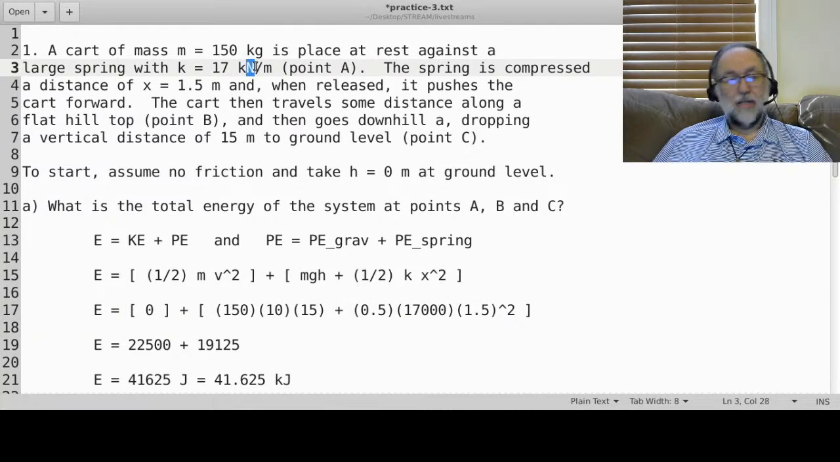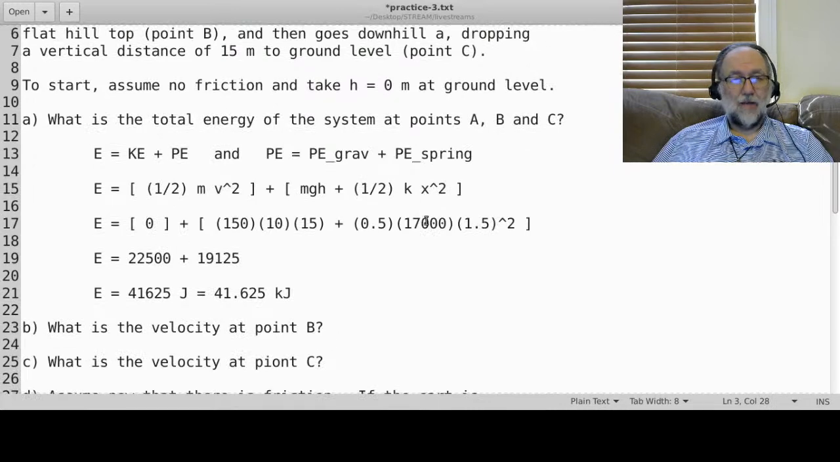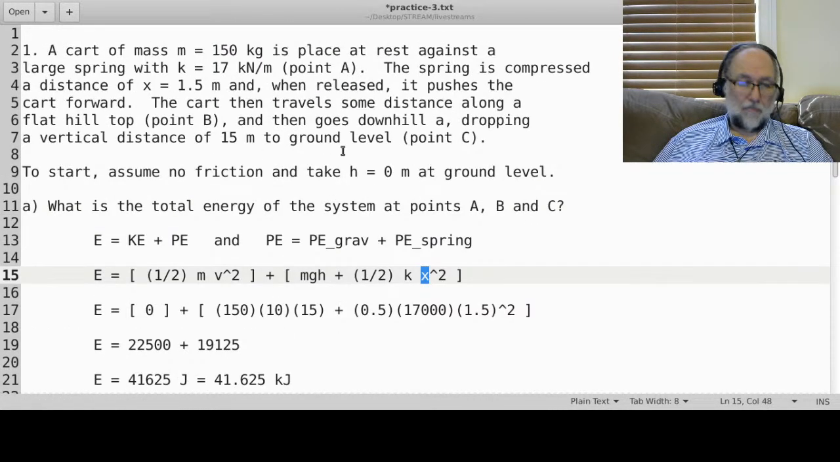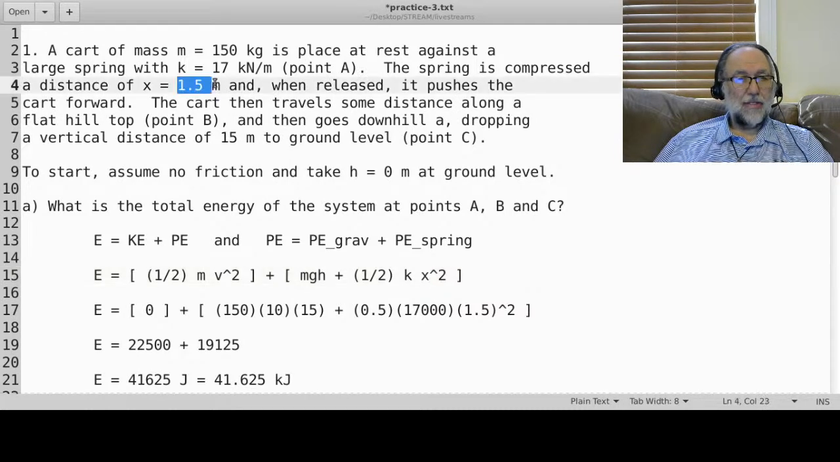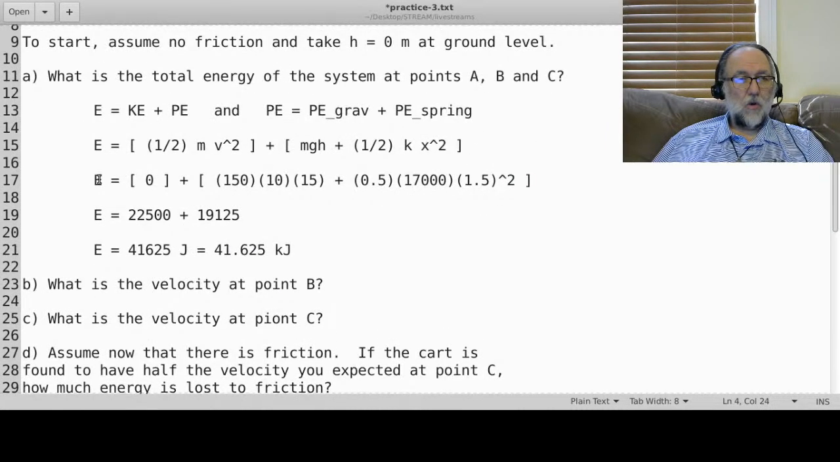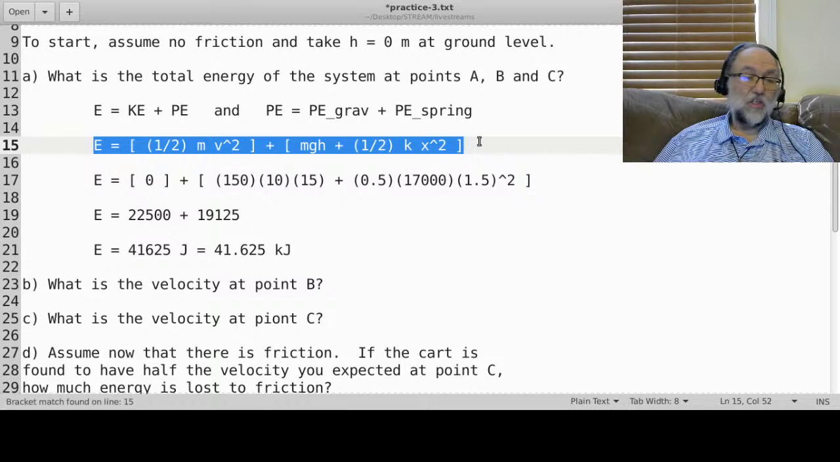The MKS unit, as I said, is actually newtons, and so we have to convert the 17 kilonewtons to 17,000 newtons. And then X is how much the spring is compressed, and I tell you that's 1.5 meters. Okay, so there is the equation for energy at all 3 points.